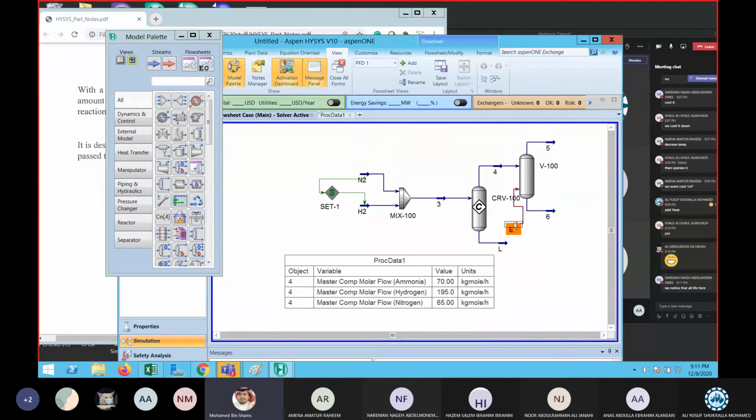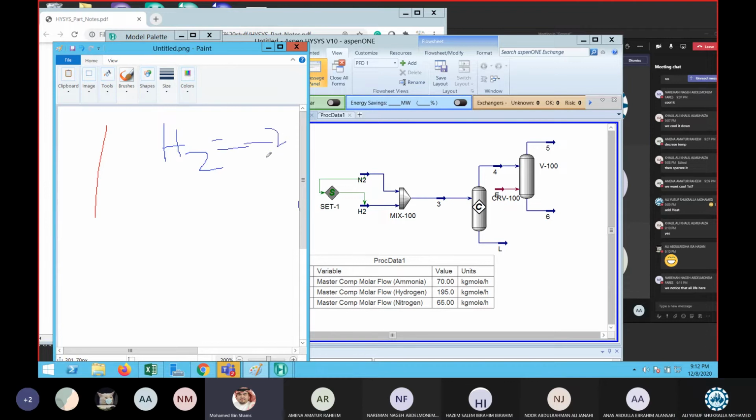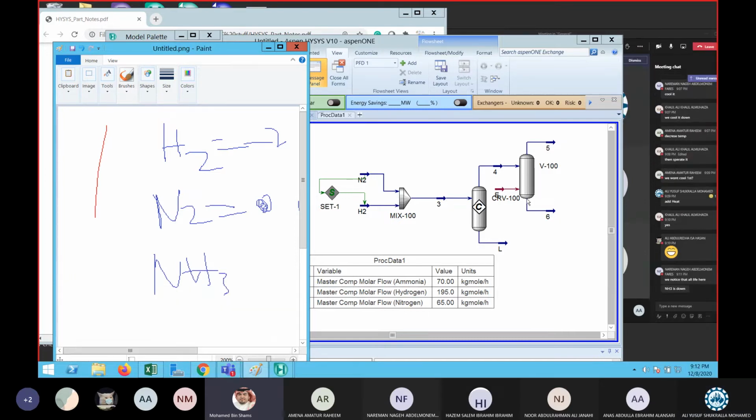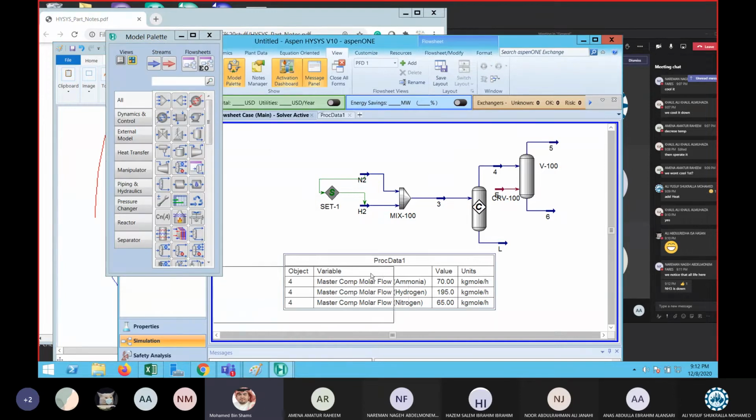Now, what do you expect at the bottom and what do you expect at the top, based on what? Based on boiling point, which I wrote earlier. Hydrogen had the lowest boiling point, minus 200, right? Then nitrogen, and ammonia was the heaviest. So when I do cooling, I expect that ammonia, because it's the heaviest, will be at the bottom, and I assume hydrogen will be at the top because it's the lightest. Let's see if our theory is correct.